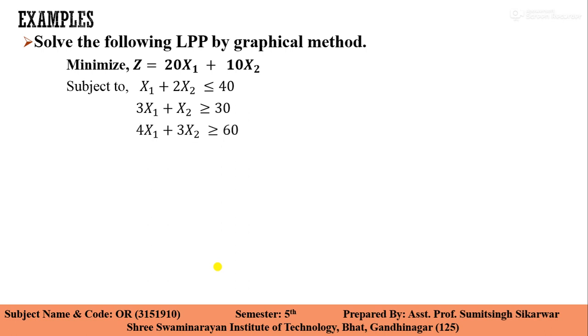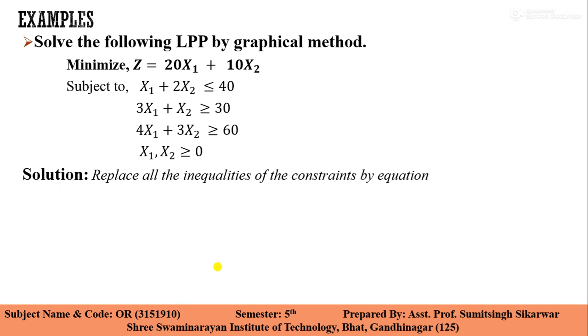And the last equation is 4x1 plus 3x2 greater than or equal to 60, where x1 and x2 must be greater than or equal to 0, which is our non-negativity constraints. So let us solve it.